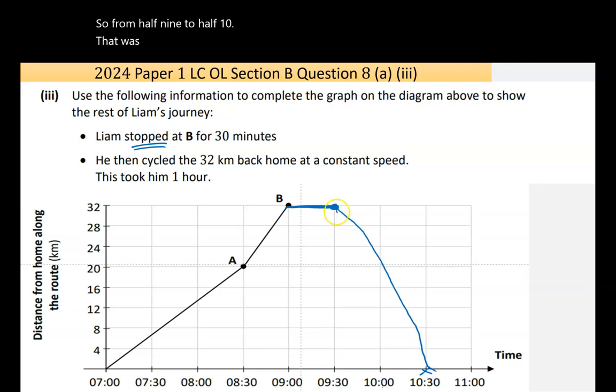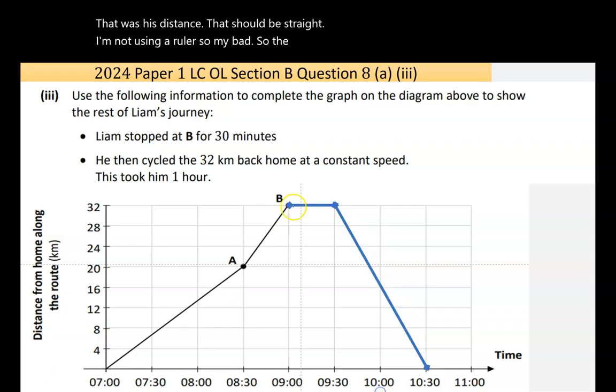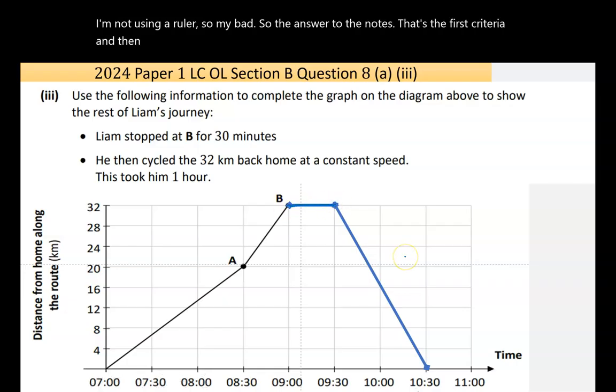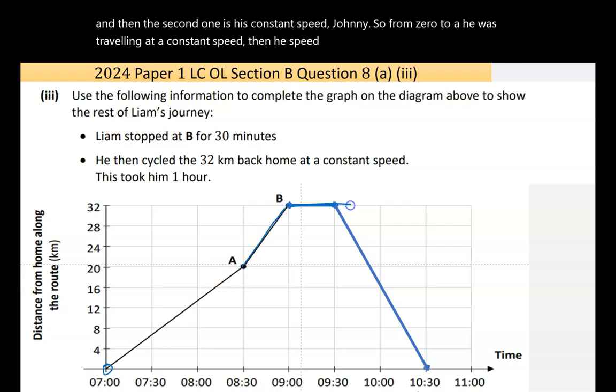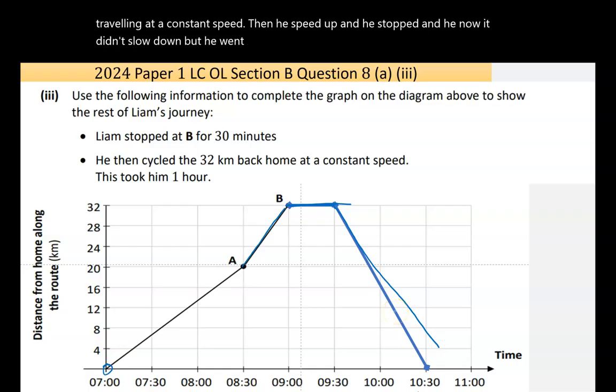Now that should be straight. I'm not using a ruler, so my bad. So look at the answer in the notes. That's the first criteria. And then the second one is his constant speed journey. So from 0 to A, he was traveling at a constant speed. Then he sped up, then he stopped. Now it didn't slow down, but he went back to point 0. And that's it. That's part 3.